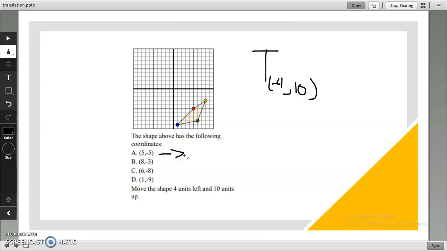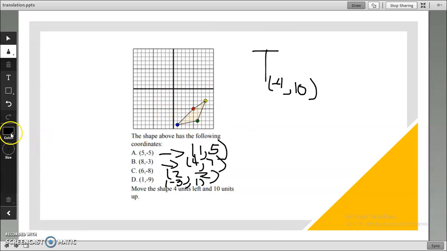So let's do it here. We have 5, -5, so that's 5 plus -4, which gives me 1. -5 plus 10 gives me 5. 8 plus -4 gives me 4. -3 plus 10 gives me 7. 6 plus -4 gives me 2. -8 plus 10 gives me 2. Then I have 1 plus -4 gives me -3. And 9 plus 10 gives me 1.